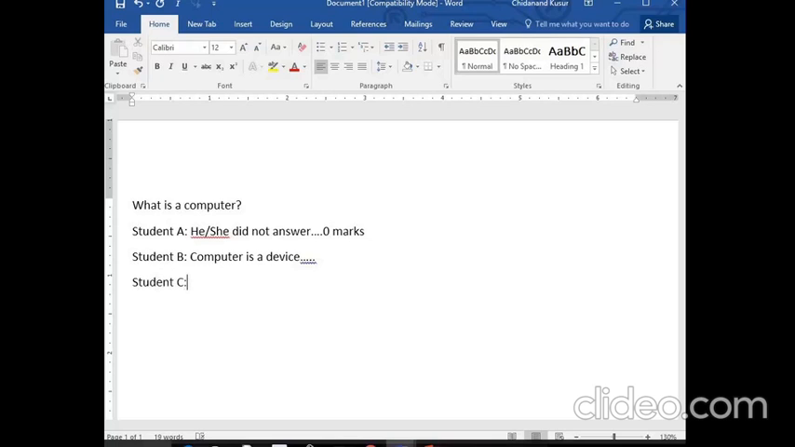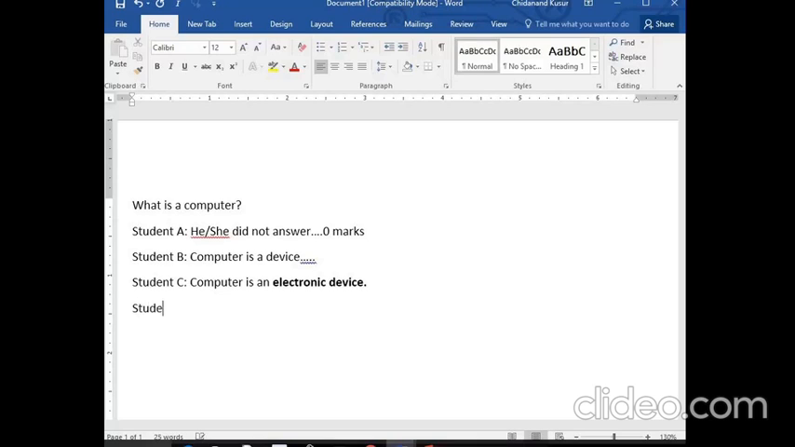I am asking the same question to the third student. What is a computer? I am getting an improved answer. Computer is an electronic device. Oh, very good. It is an improved answer. Oh, it is an electronic device. Yes, you know more, because we are surrounded by mechanical devices also, electronic devices also. It is one of the electronic devices. Oh, very good.